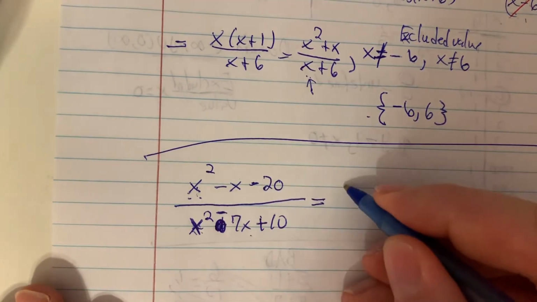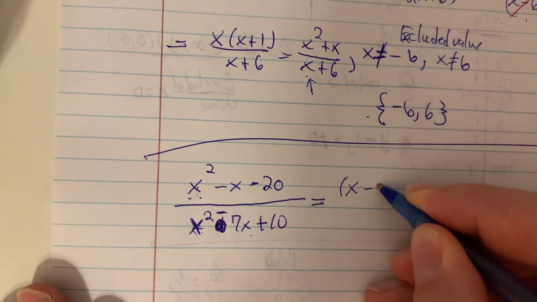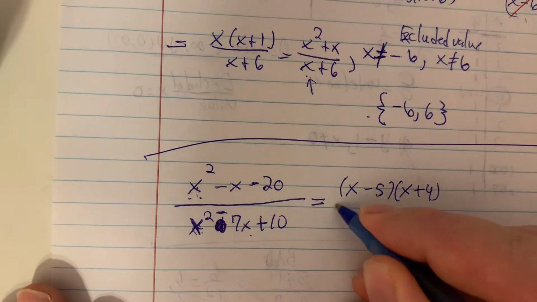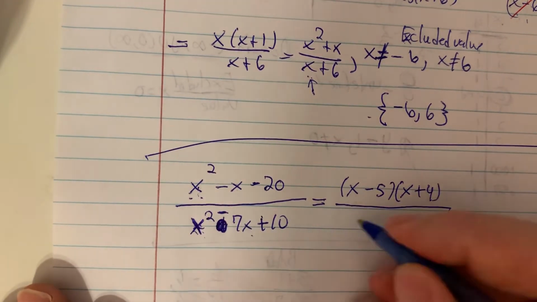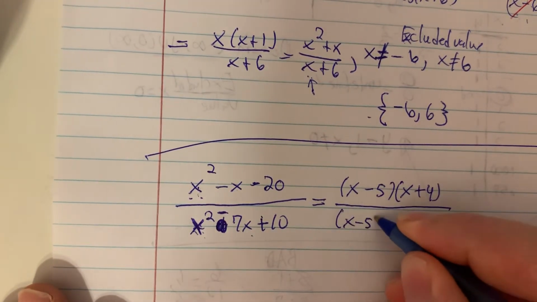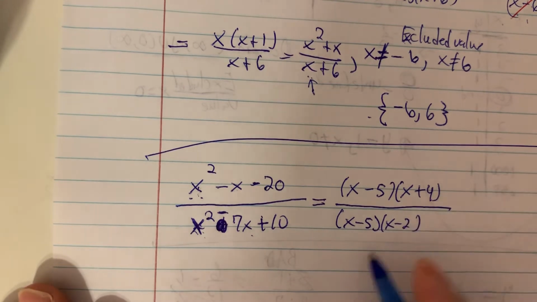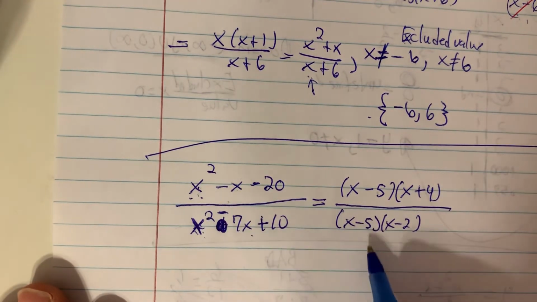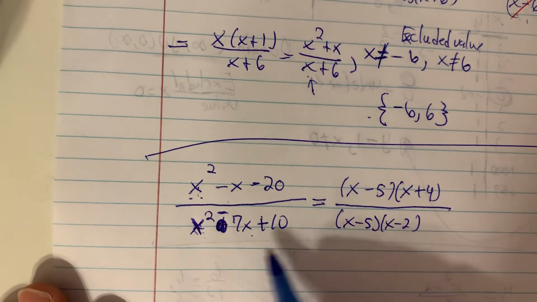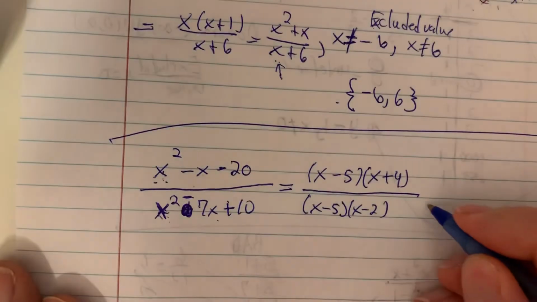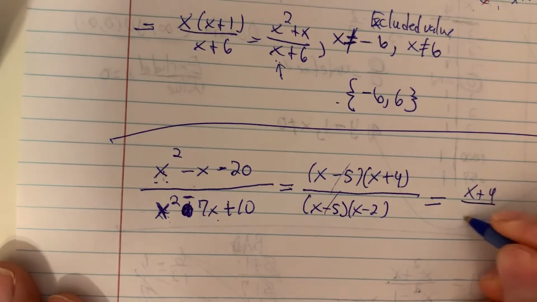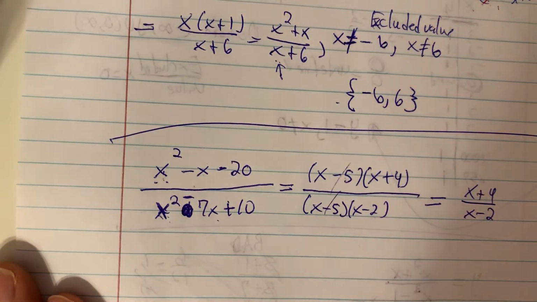So hopefully you were able to factor the top. This factors into x minus 5 times x plus 4. The denominator factors into x minus 5 times x minus 2. The top ones, these multiply to make negative 20 and add to be negative 1. The bottom ones, these multiply to be positive 10 and add to be negative 7. And so this can simplify to x plus 4 divided by x minus 2.